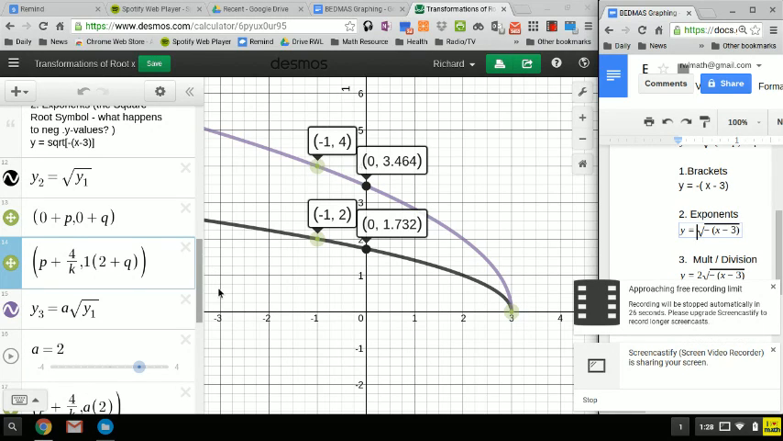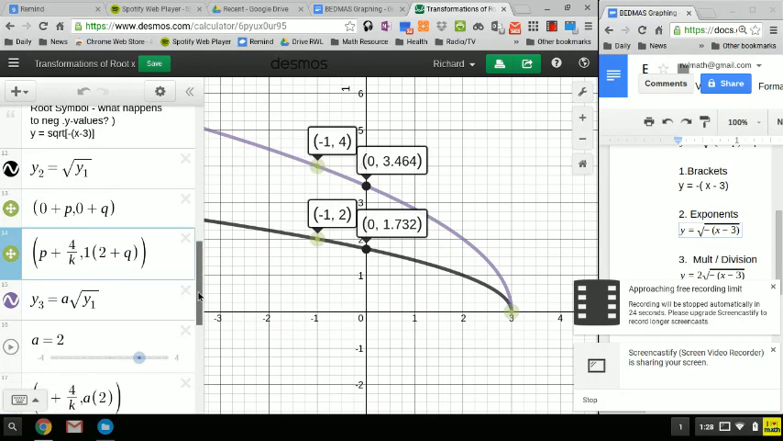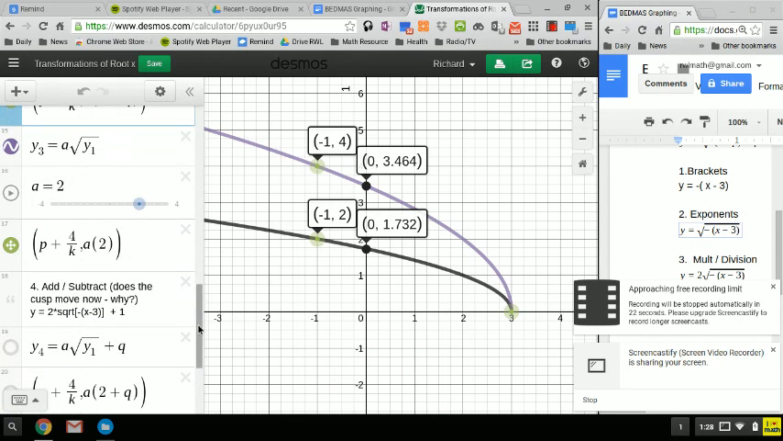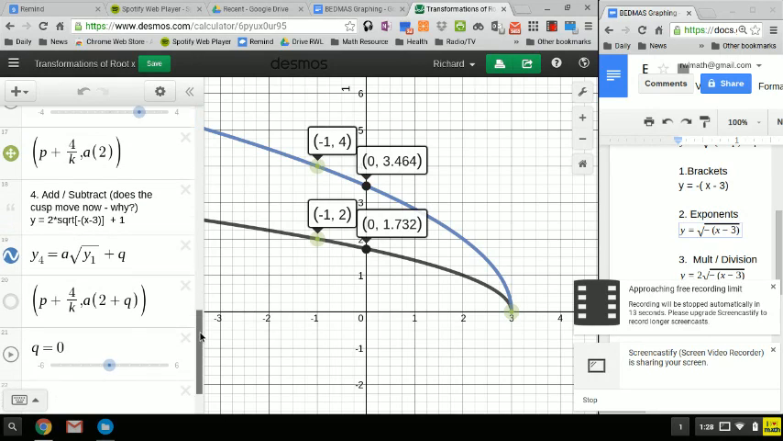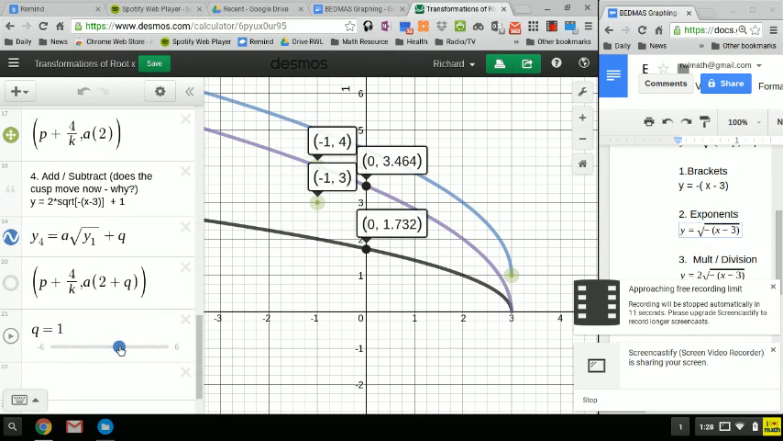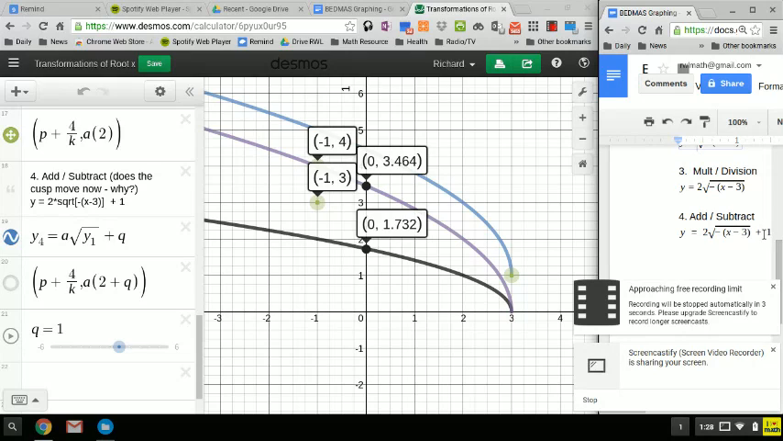Last thing after this, and I'm just going to show this because I'm going to run out of time in about 20 seconds. I'm just going to show the last step here. It's very clear. I'm going to move the q value up to 1. So if you notice, folks, my q value is up 1, so the cusp moved up 1.